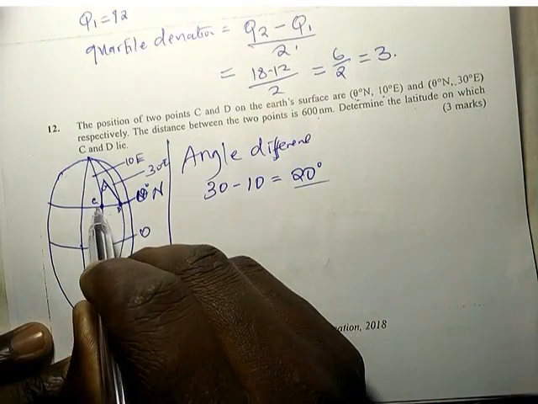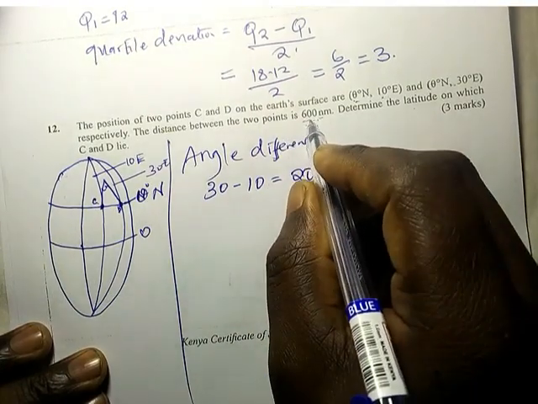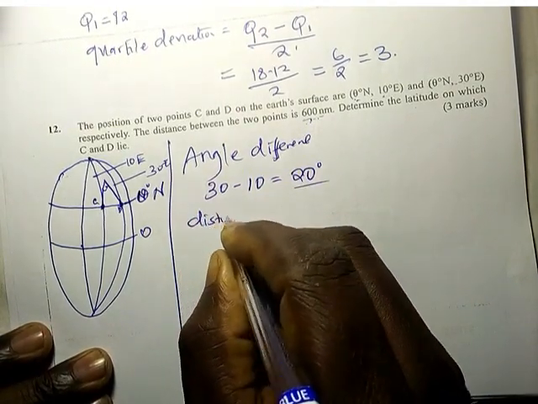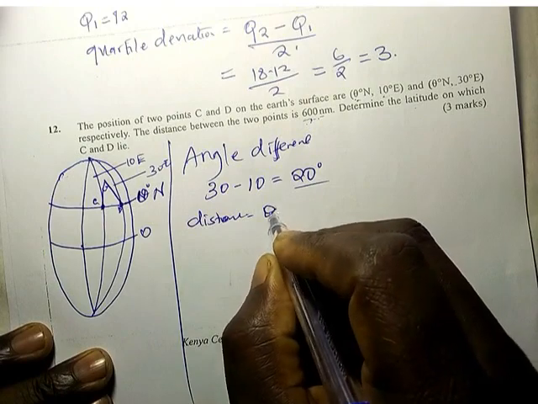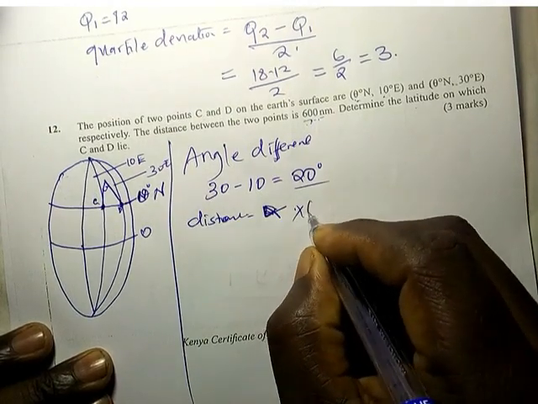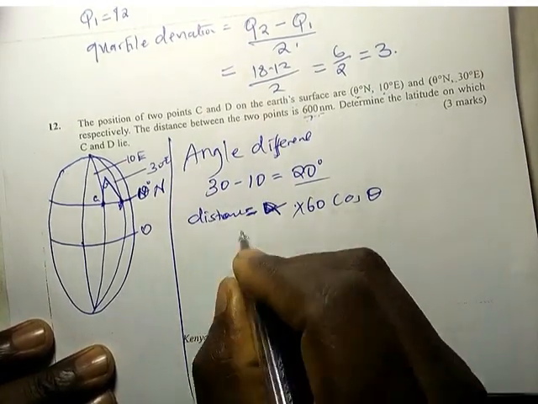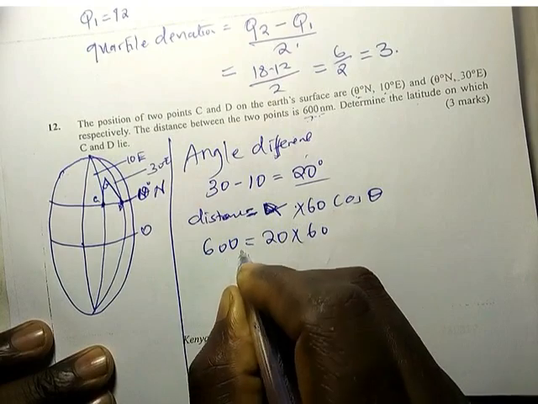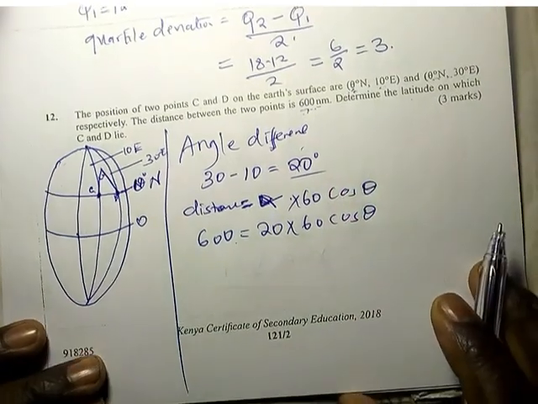Lakini tumeshajua kwamba these 2 points they are on a smaller circle. Na tumepewa distance in nautical miles. So ikiwa ni smaller circle, tunajua the formula of getting the distance on a smaller circle. The distance is given by alpha, the angle difference, times 60 cos theta. Now the angle difference is 20 times 60, which will give us 600 nautical miles times cos theta. We are looking for this theta, the latitude angle.